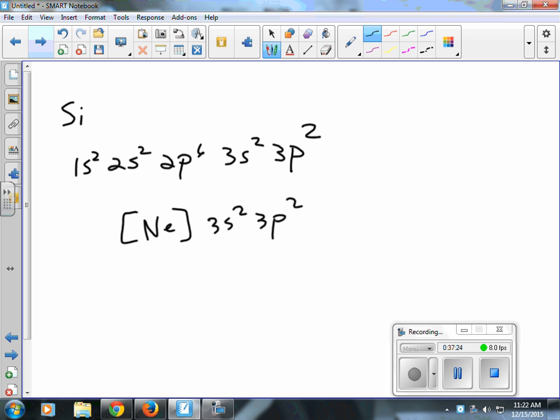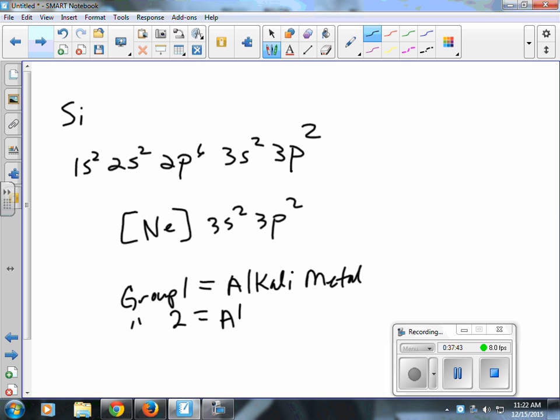Okay, some more about the periodic table. Let's look at the periodic table again. Group 1, the family is called alkali metals. Most reactive metal. Group 2, alkaline earth metals. Less reactive than group 1, but pretty reactive, as we saw the other day with the magnesium.